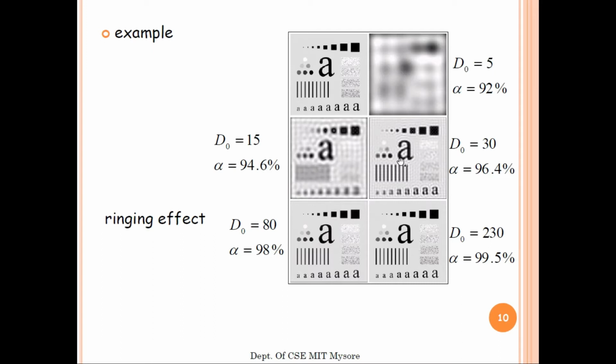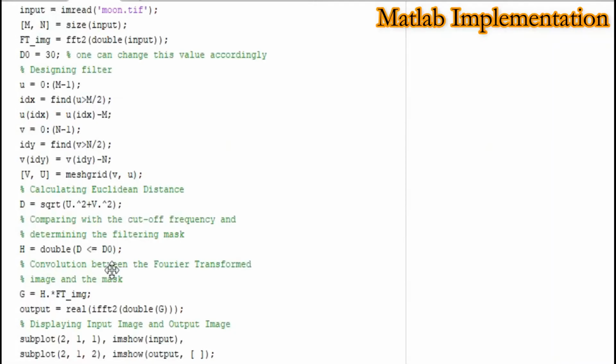Ringing means the image contains the surroundings. For example, if you consider the letter A, there is a ringing effect on the A. The surrounding of the A contains some blurriness and ringing effect. If you increase the D0 value to 80, you can see here there is no ringing effect and no blurring effect. So, there is no ringing effect and no blurring effect if the cutoff frequency D0 is increased. Okay. This is an example for the ideal low pass filter.